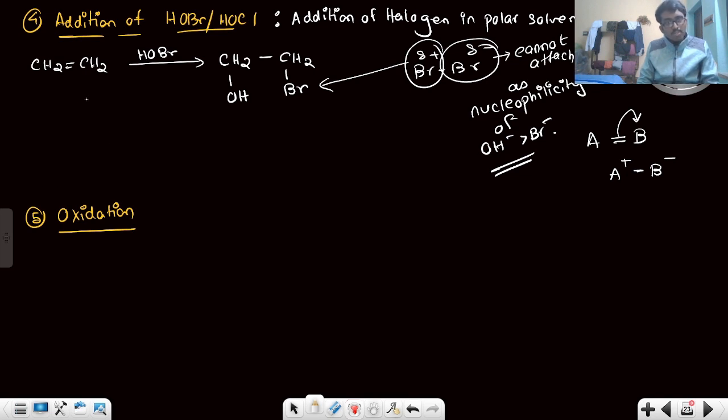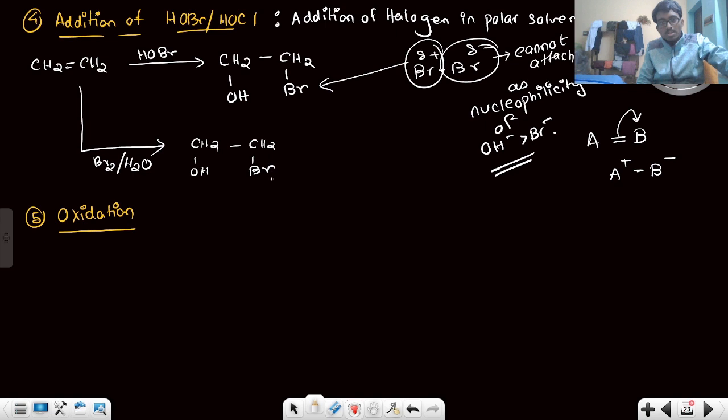Okay. Achha, this can be written in another format as well. What is another format? If I write Br2 in presence of H2O, then that is also the same thing. H2O is a polar solvent and I am adding bromine in presence of polar solvent. So that will also give me the same result. Please do not get confused. Same result means CH2OH, CH2Br. Clear? Same result. Just the representation of the reagent is different. Nothing else. Clear or not clear? Tell me. Addition of HOBr, HOCl. Clear? Very good. Very good. Next, coming to oxidation. Oxidation.